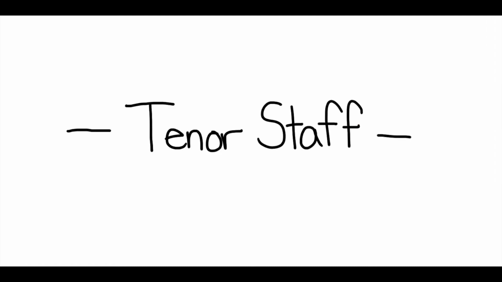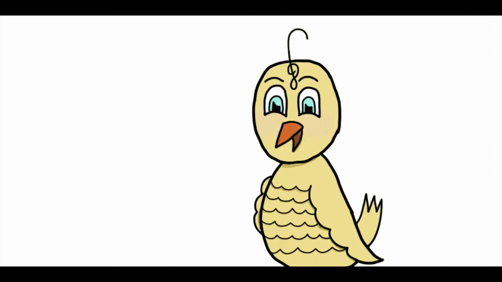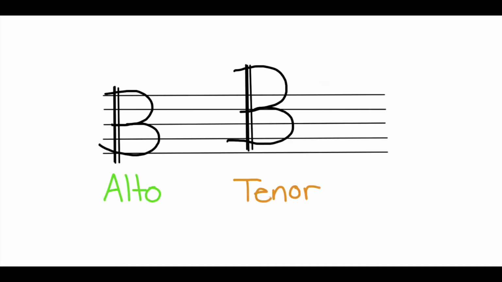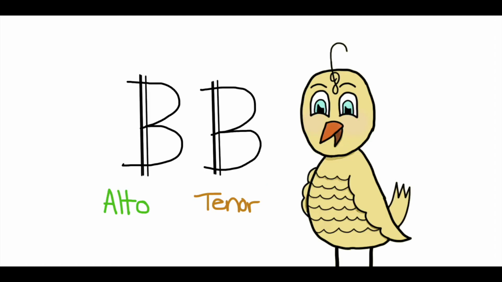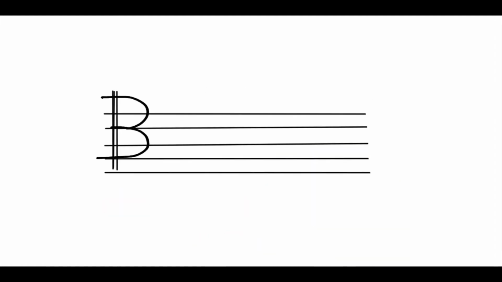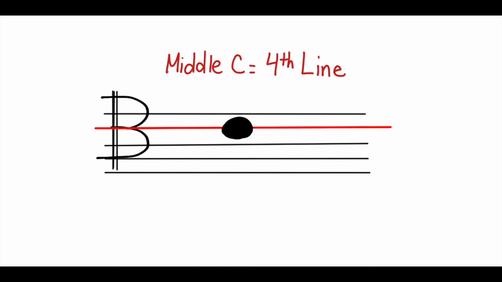Like I said previously, the tenor clef looks the same as the alto clef, but the only difference is that it's one line higher on the staff than the alto clef. To remember this, you can think of the tenor clef as the taller twin. Just like with the alto staff, the line that touches the middle of the clef is middle C, so now middle C is on the fourth line.